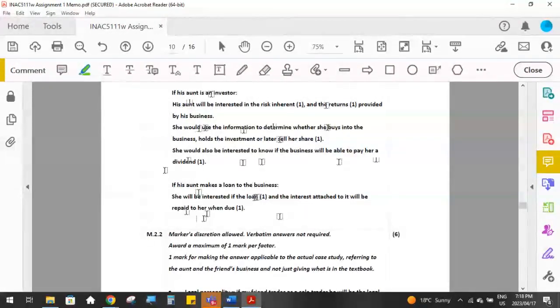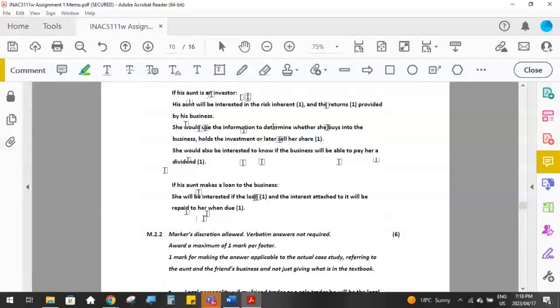Okay. So again, going back to Msizi's question, over here they're saying if the aunt is an investor, it means she becomes a part owner of the business. She's not lending the money to the business, she's actually buying a share of the business.